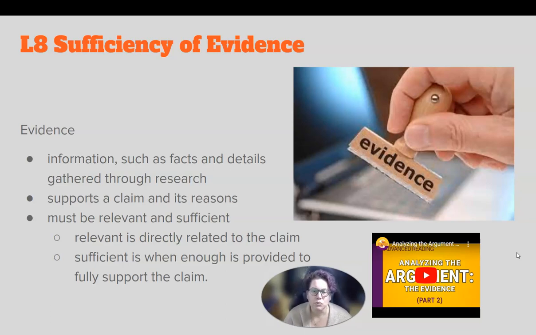Relevant means that it's directly related to your claim, and sufficient is when enough is provided to fully support that claim. So it has to have both of those pieces on there.